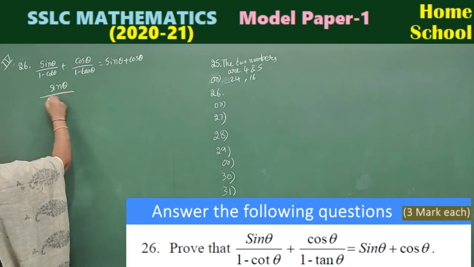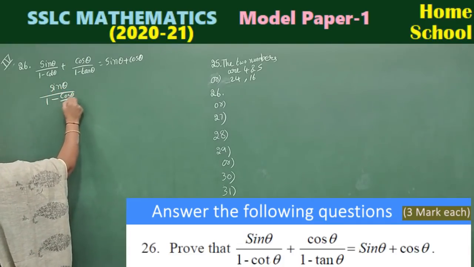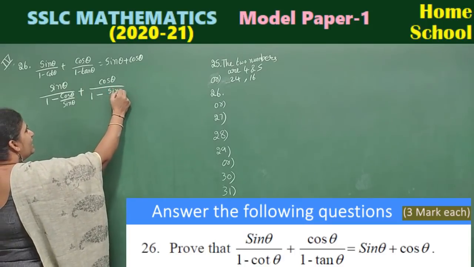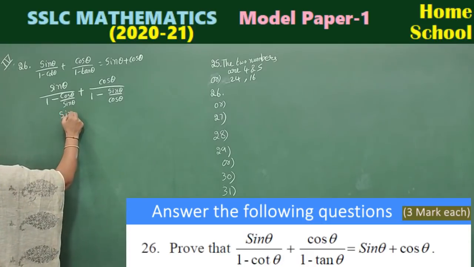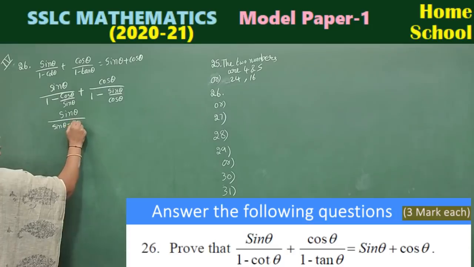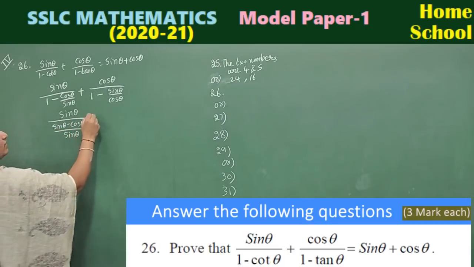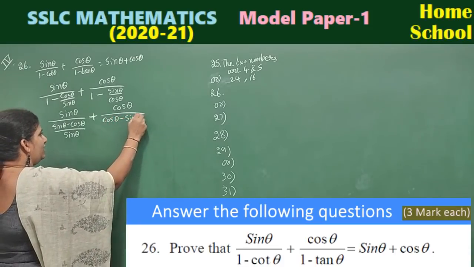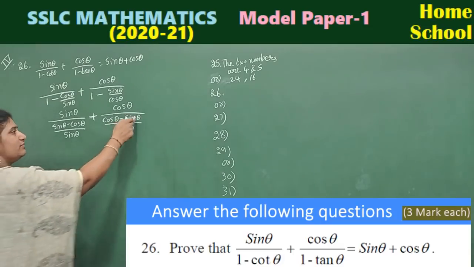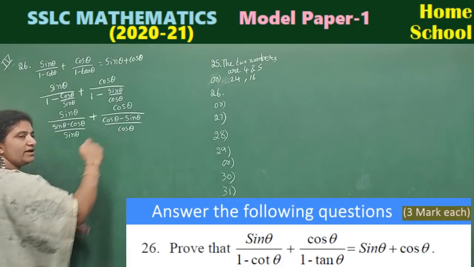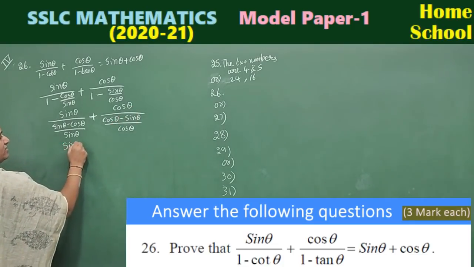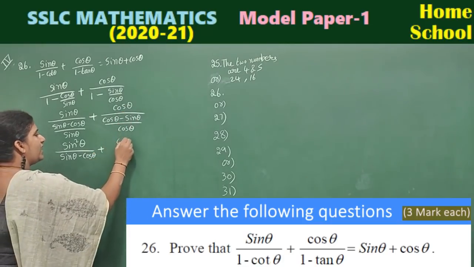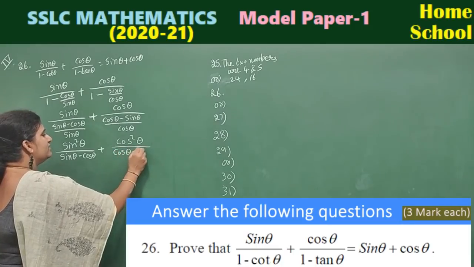Rewrite this as sin theta by 1 minus, we know cot theta is nothing but cos theta by sin theta, plus cos theta by 1 minus tan theta, where tan theta is sin theta by cos theta. Do LCM at the denominator. Sin theta minus cos theta by sin theta, plus cos theta by, do LCM, cos theta minus sin theta by cos theta. Okay, bring this denominator to the numerator, that means do the reciprocal and multiply. That will be sin square theta by sin theta minus cos theta. In the same manner, cos square theta by cos theta minus sin theta.